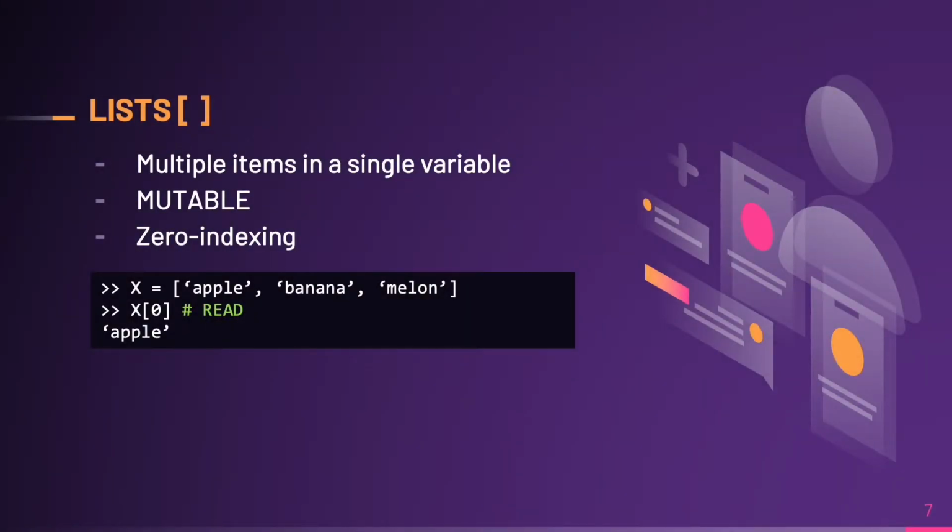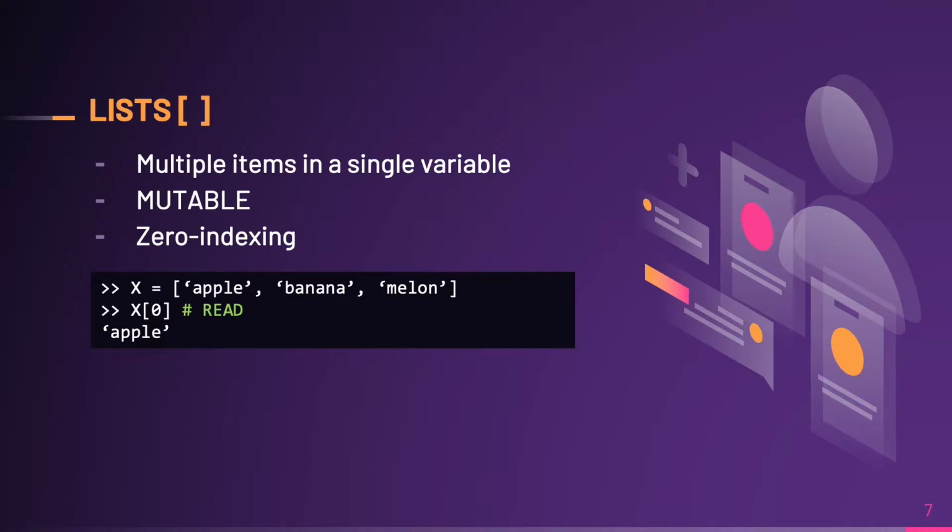The first type we must recognize is lists. Lists are multiple items in a single variable, and they are mutable, meaning that you can change what's inside the list. They use zero indexing, meaning they use integers from zero to label the locations of each data.